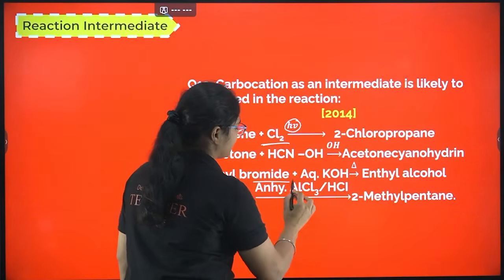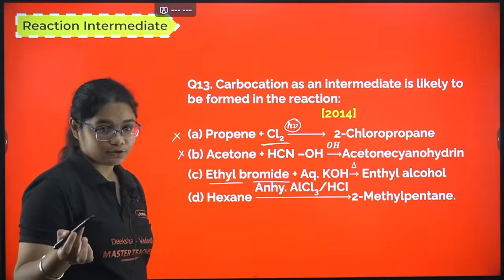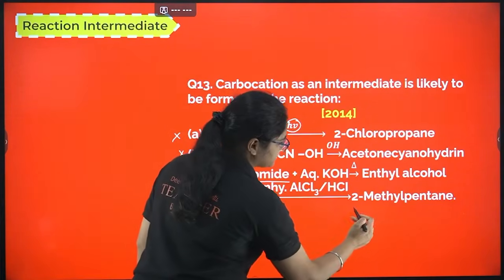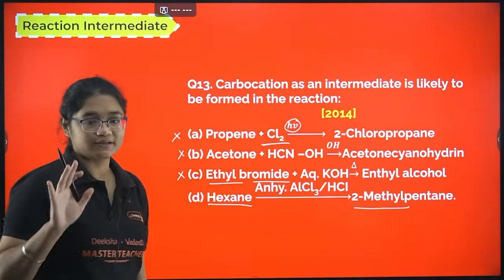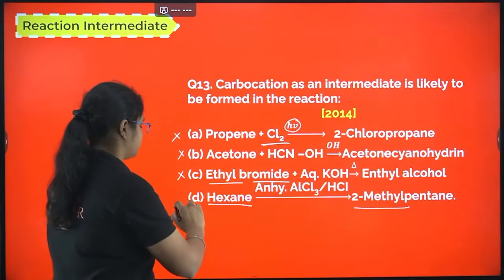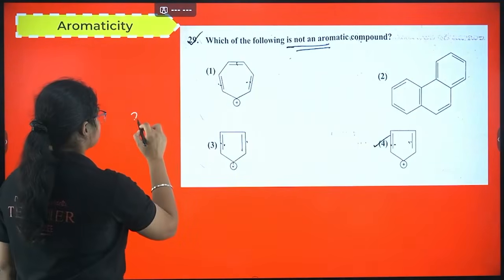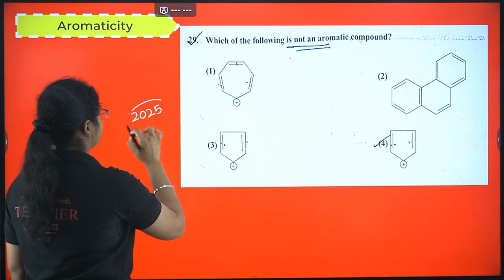Here if you see ethyl bromide with aqueous KOH, this is an SN2 reaction, so here also no carbocation is formed. But here you can see there is a rearrangement, carbocation is formed, due to which rearrangement also takes place. So option number D is the correct answer. Next, this question was also asked in 2025, okay.